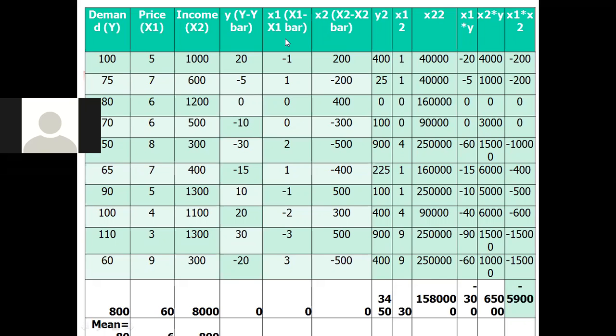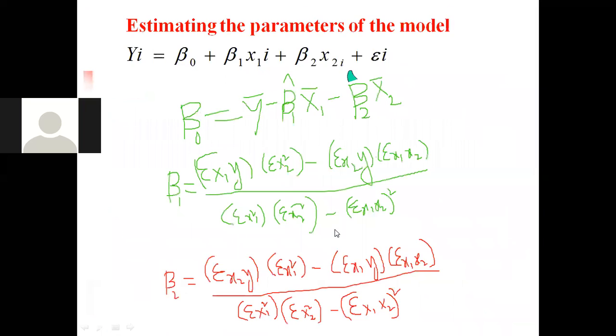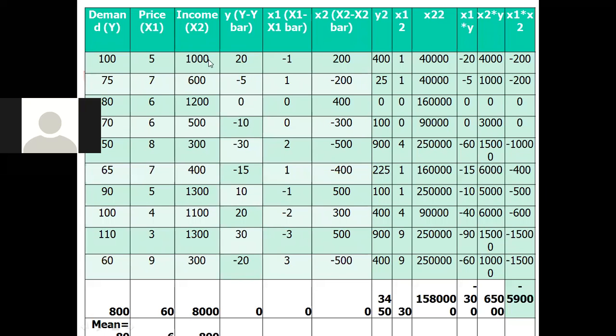So after calculating this, the sum of x1 y, this comes under these values. This is the sum of x1 into y, sum of x1 x2 y. Then here x1 into x2. Then we can estimate also x1 into x2: minus 1 into 200, minus 200, minus plus 1 into minus 200, plus into minus minus 1 into 200, 200, 0 into 400, 0, 0 into 300, 0, 2 into minus 500, minus 10,000. So then we can estimate these values.